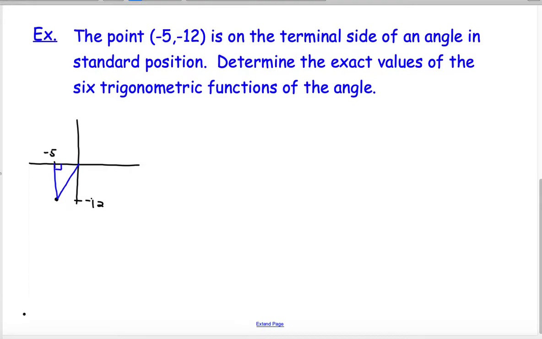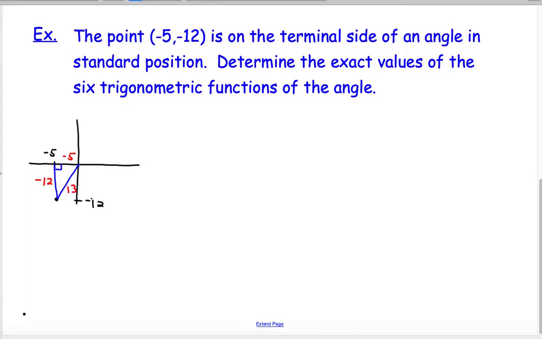And let's label my sides. So this is going to be -5. This one's -12. And then use the Pythagorean Theorem to get the hypotenuse. 5 squared plus 12 squared equals c squared. You'll wind up getting this equals 13 exactly.